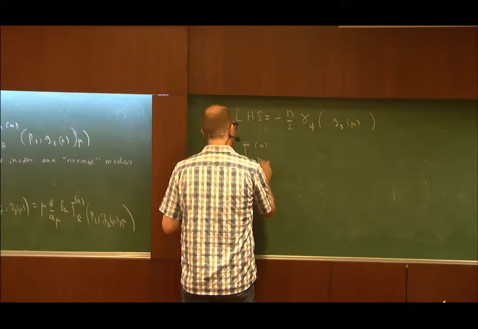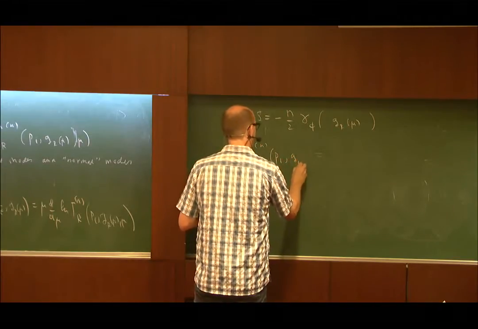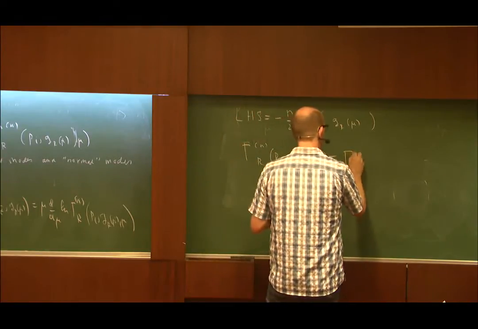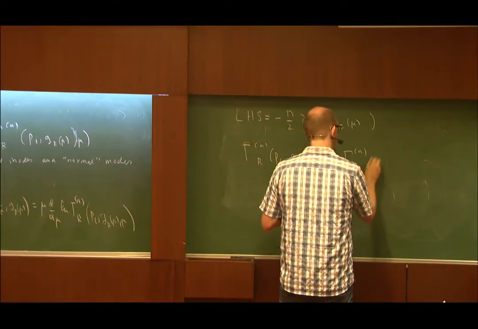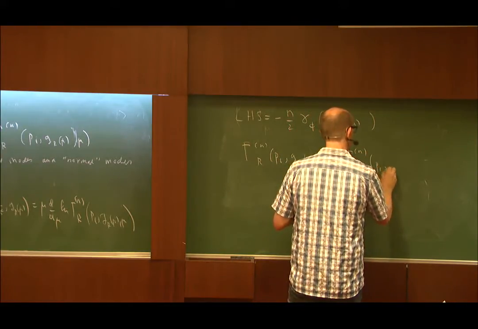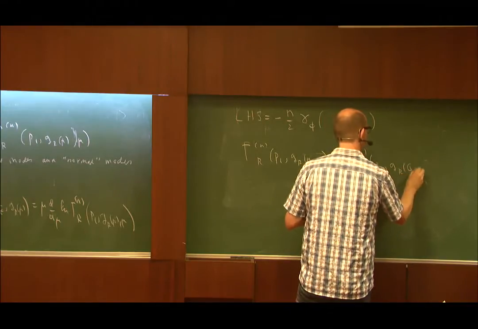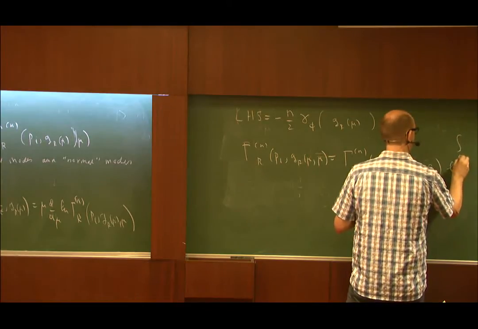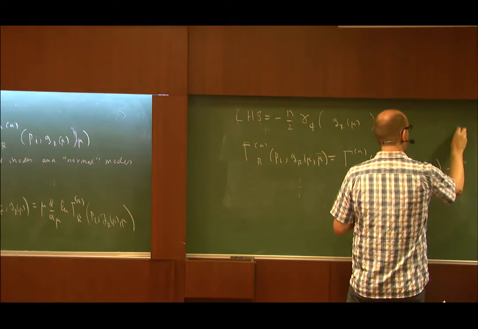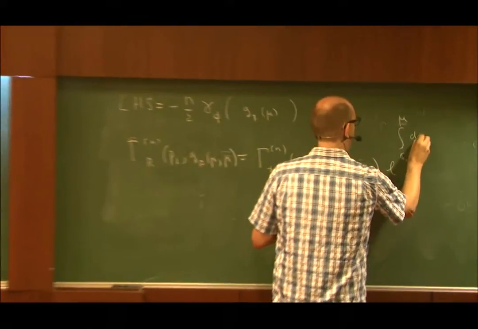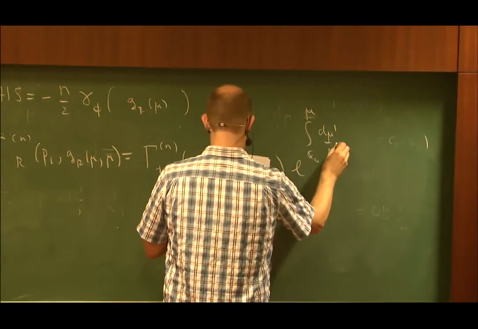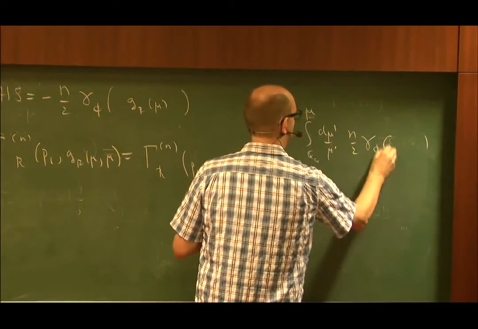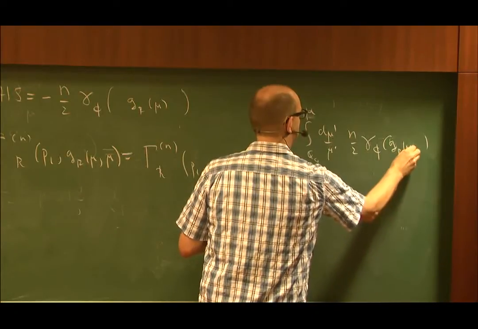Gamma n renormalized as a function of pi gr of mu and mu equals the semi-normalized Green's function at a low scale, so pi gr of q0, times e to the power of the integral from q0 to q to mu, d mu prime over mu prime, n over 2 gamma mu of gr of mu prime.